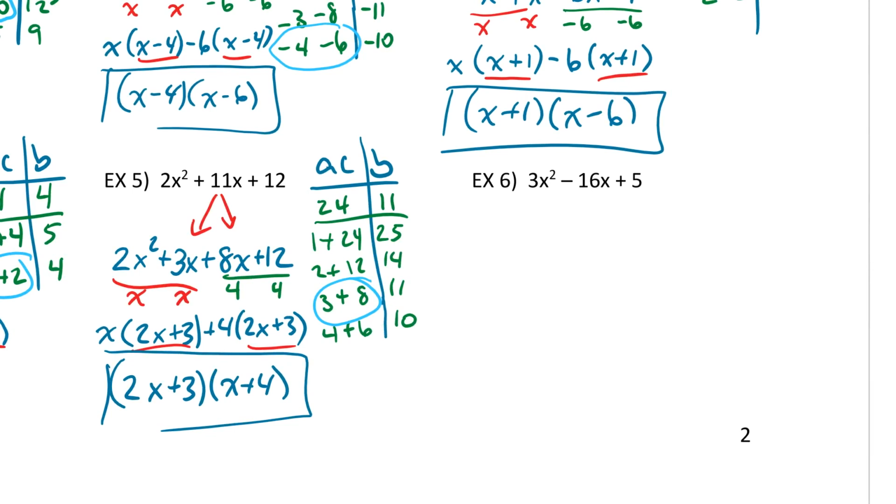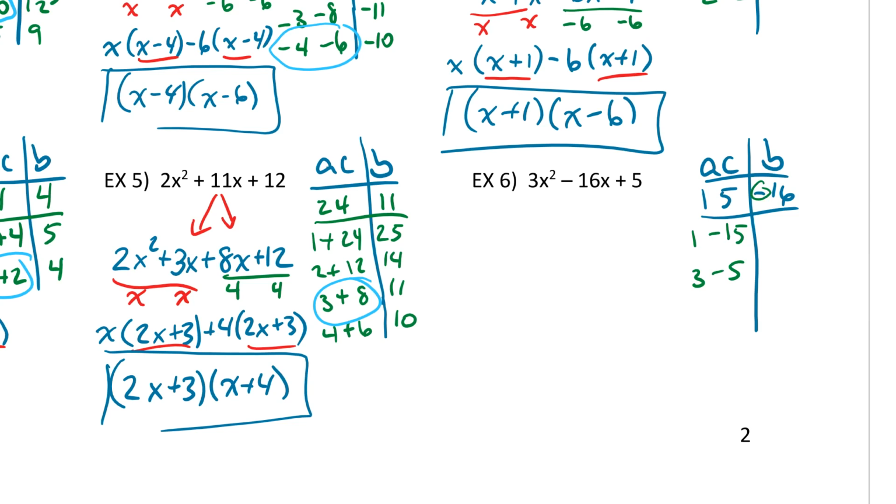Last one. So we're going to have AC and B. A times C would be 3 times 5, which is 15. And B would be negative 16. So the factors of 15 would be 1 and 15, 3 and 5, and that's it. The bigger number has to match the sign of B. So since B is negative, we're going to make the bigger numbers negative.